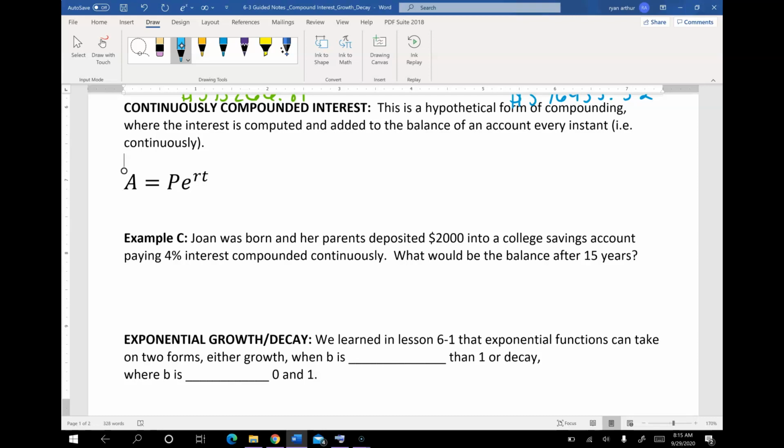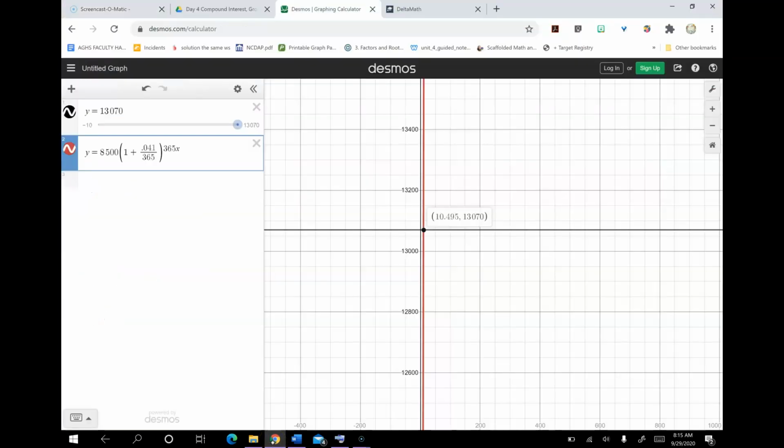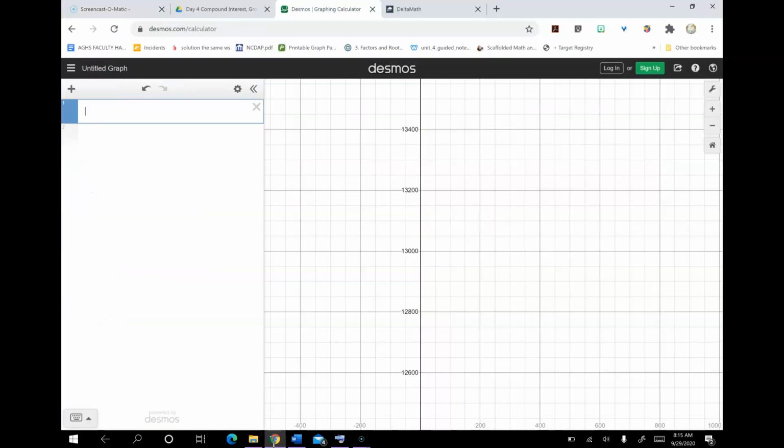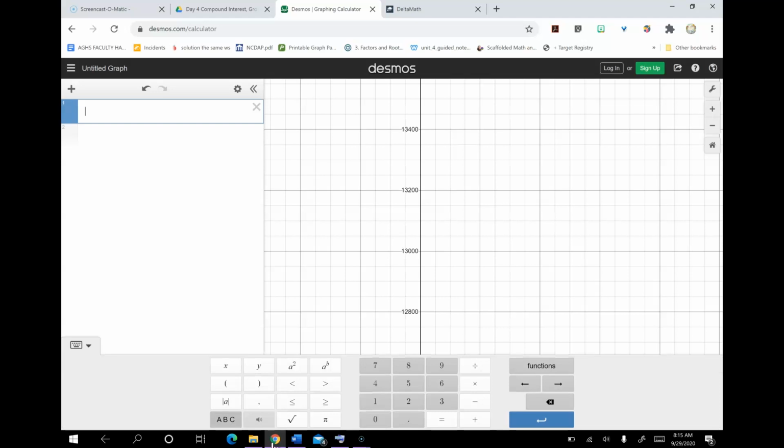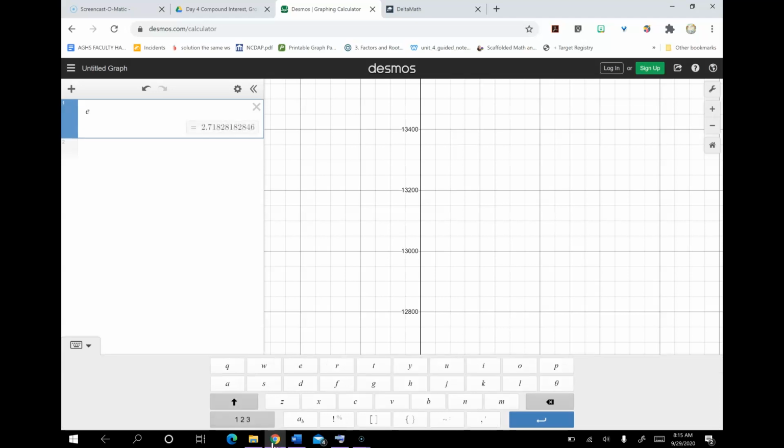This is a hypothetical form of compounding where the interest is computed and added to the balance of an account every instant. Now, e. We've talked a little bit about e. E is a number, just like pi. If I go to Desmos and type e in, I'd have to go to ABC. E is a number, just like pi is a number: 2.71828, and it keeps going just like pi did.